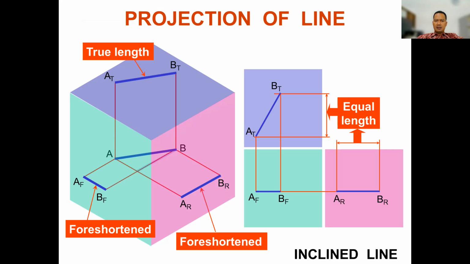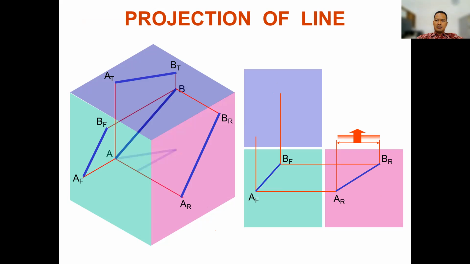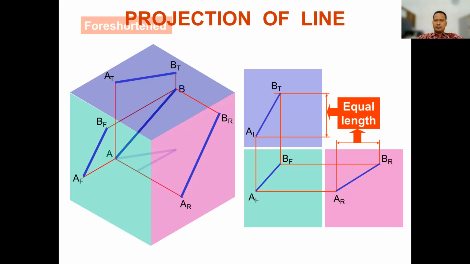This is the true line on the top projection. And then the other is different from the original line. And then for another position of line here, AB, when we project it to another face, then we will get a line not the same as the original line.